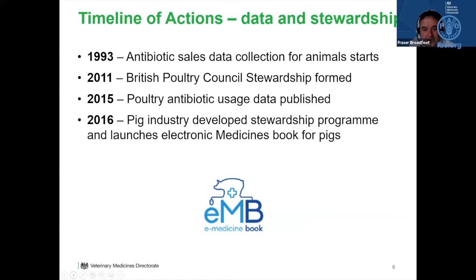which was an electronic system called the Medicines Book, where every 3 months the farmers have to record their antibiotic usage data. This also became a requirement under some of the farm assurance schemes. These are schemes that farms have to be part of in order to sell into some of the major retailers. And so that meant that 95% of pig production is now recorded. Antibiotic use is now recorded in this system, and this is not a legislative requirement, but it's through some of these voluntary farm assurance schemes.